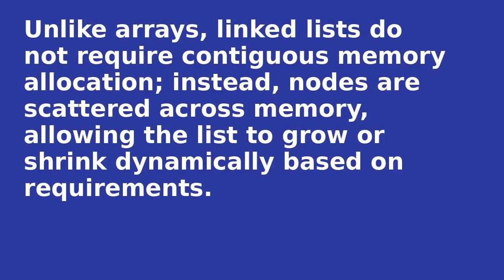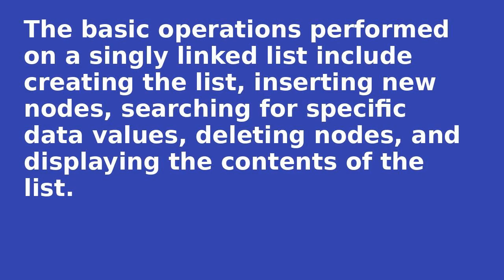Unlike arrays, linked lists do not require contiguous memory allocation. Instead, nodes are scattered across memory, allowing the list to grow or shrink dynamically based on requirements. The basic operations performed on a singly linked list include creating the list, inserting new nodes, searching for specific data values, deleting nodes, and displaying the contents of the list.